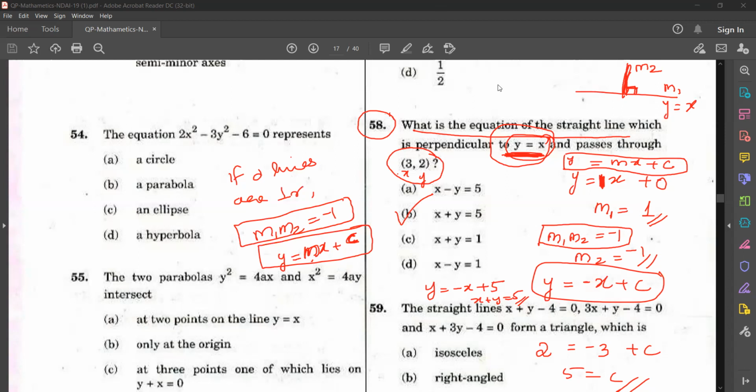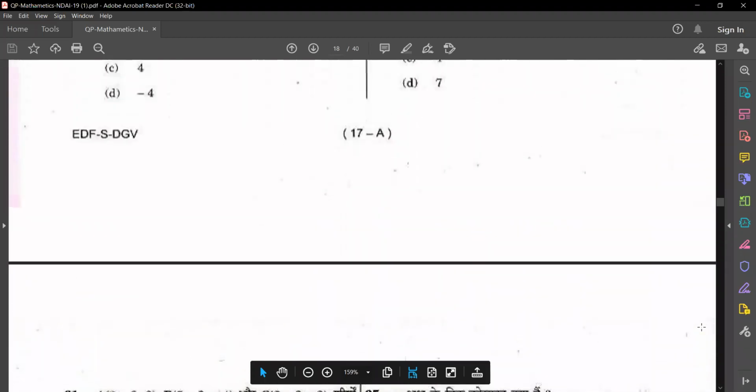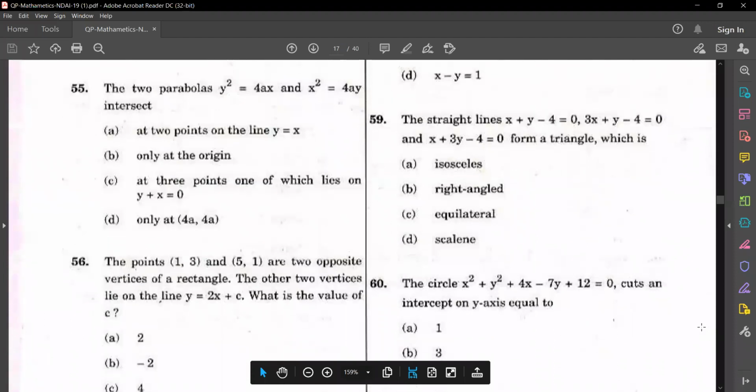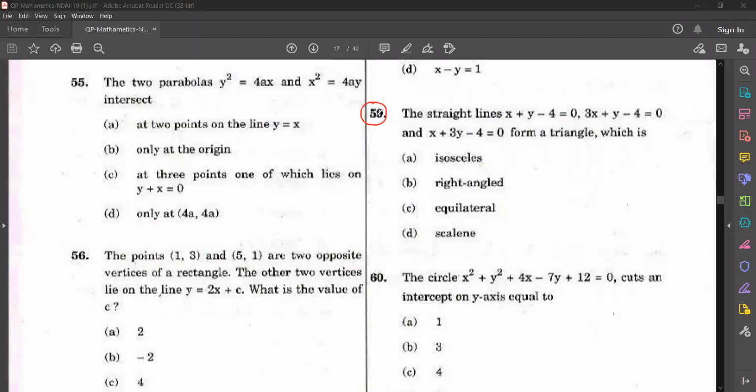Okay, next question, question number 59. The straight lines x plus y minus 4 equals 0, 3x plus y minus 4 equals 0, and x plus 3y minus 4 equals 0 form a triangle which is isosceles, right angled, equilateral, or scalene.